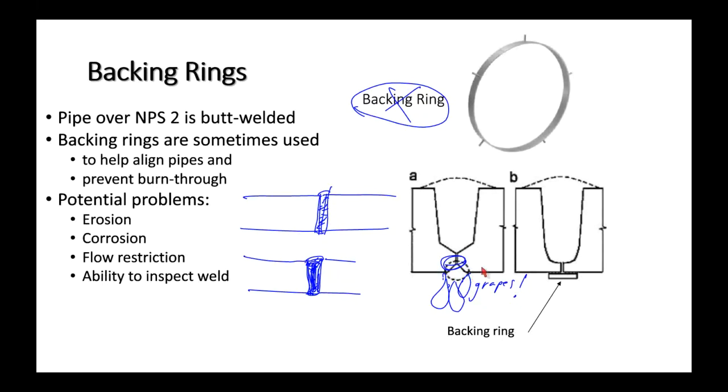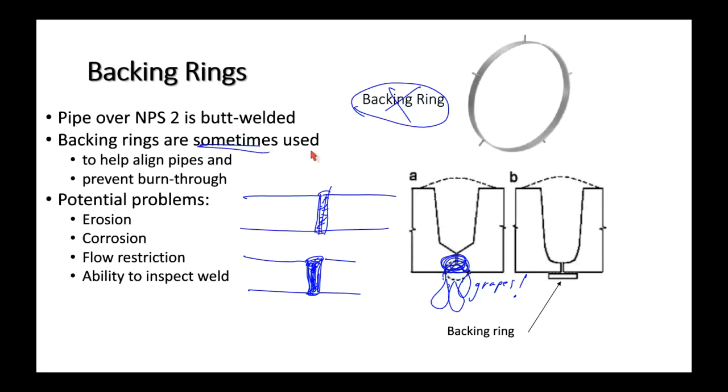We don't want grapes in there. That would be called burn through. It's a bad thing. So the welder has to be talented enough at welding that they can put in a root pass without any burn through and with full penetration. But if you want to, you can use a backing ring.